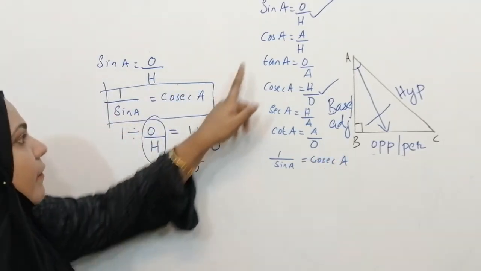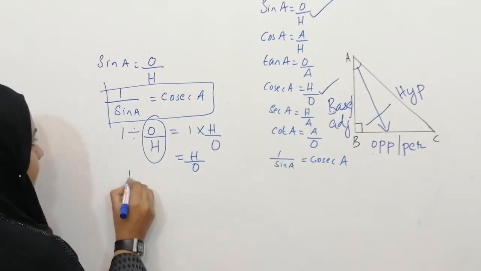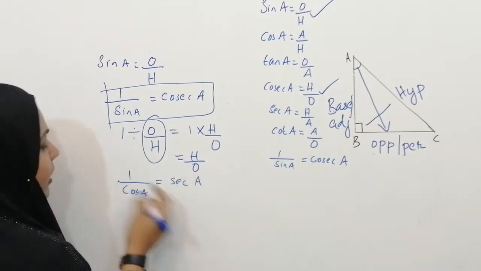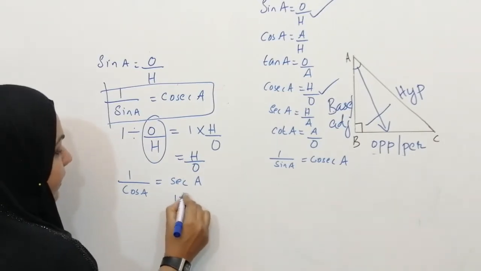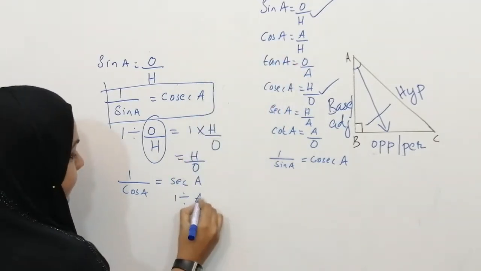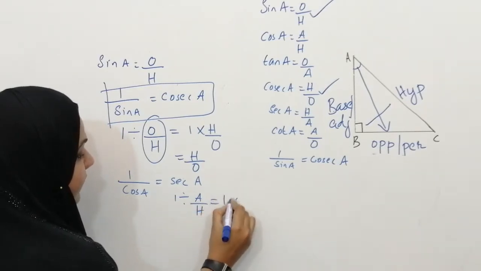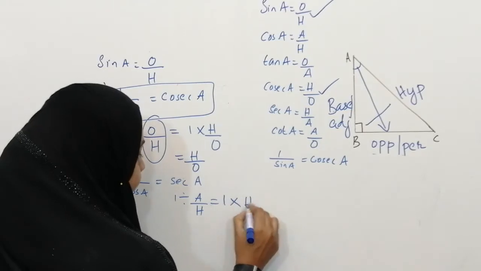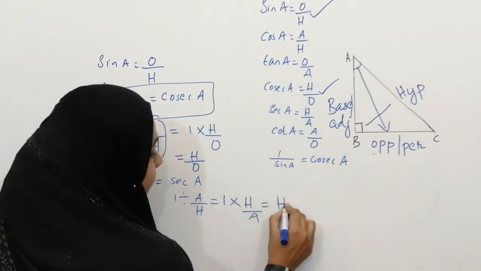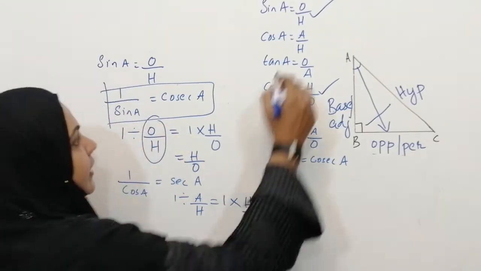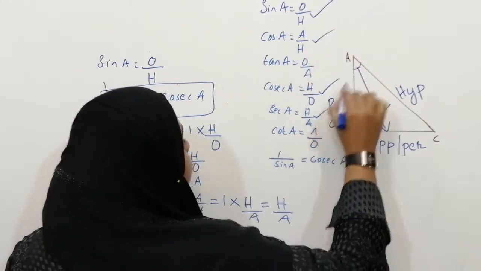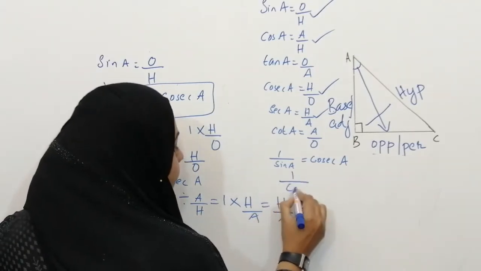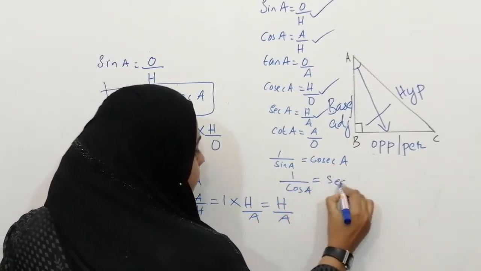Next we can write 1 by cos A. 1 by cos A is equal to sec A. So how it will be? 1 by cos A is adjacent to hypotenuse. So when I take the reverse of adjacent to hypotenuse, you will get hypotenuse to adjacent. So here you can see adjacent to hypotenuse is the reciprocal of hypotenuse to adjacent. So we can write 1 by cos A is equal to sec A.